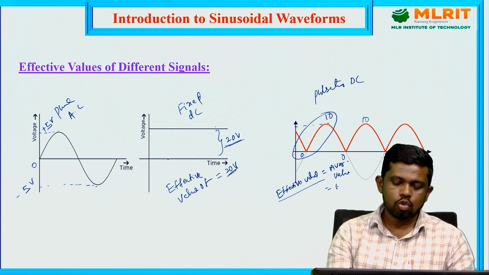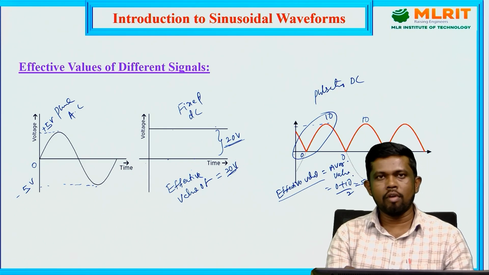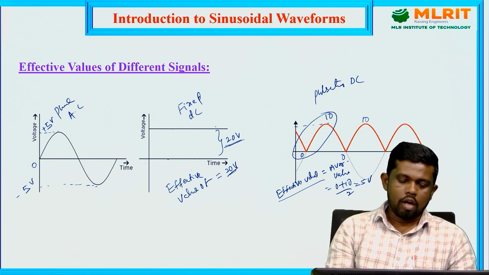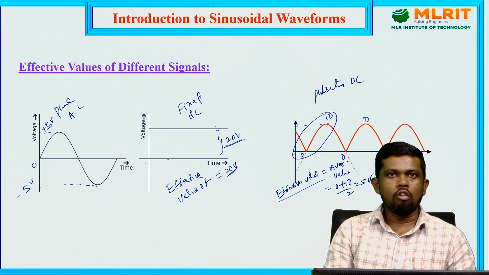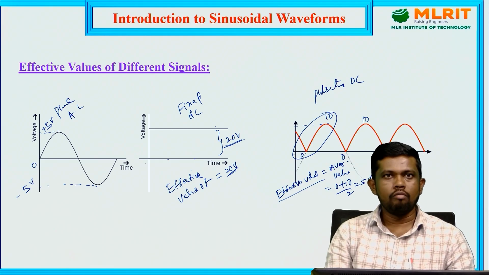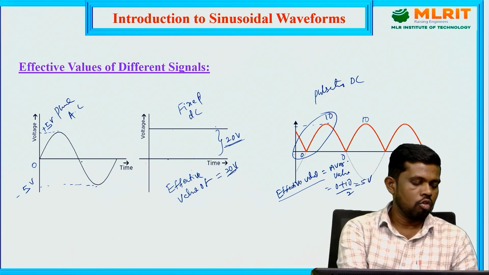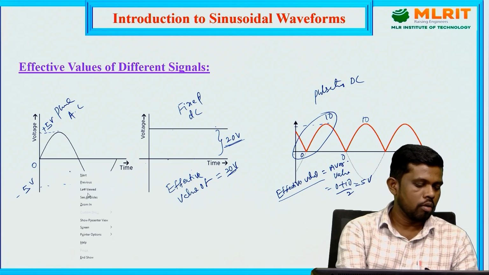So the effective value of this signal should be the average value. That means 0 plus 10 by 2, we will get 5. That is 5 volts or 5 amperes as the effective value of the signal. So if you are able to get the effective value of a time varying signal, we would consider the average value. The same strategy we need to apply to this one.